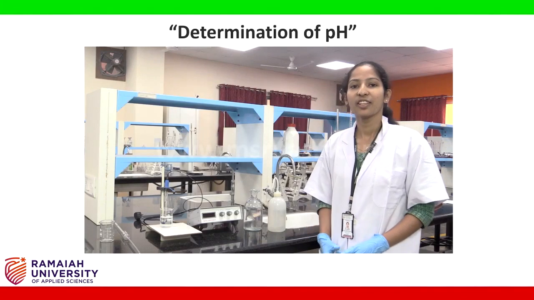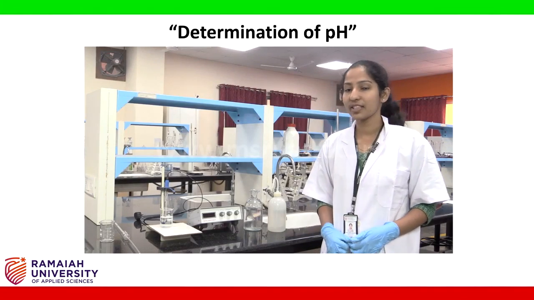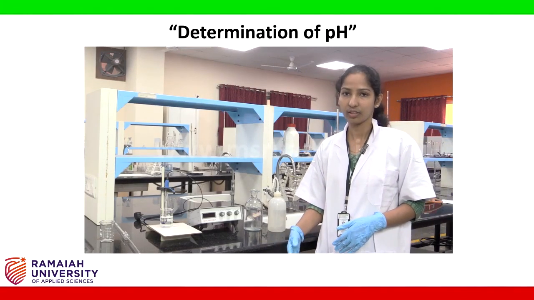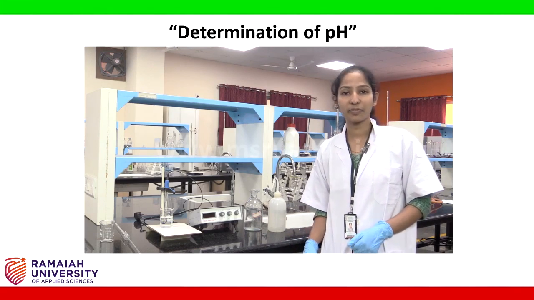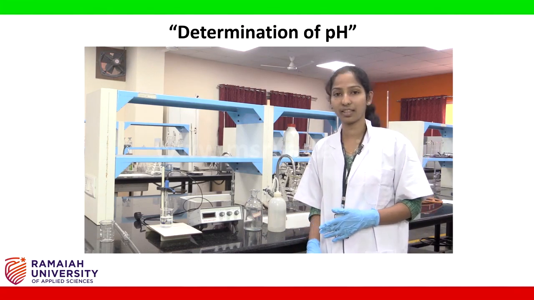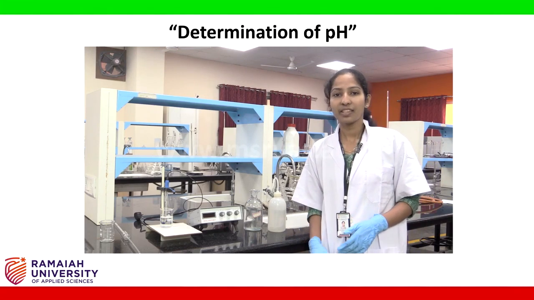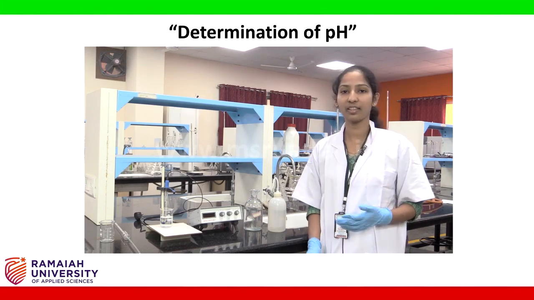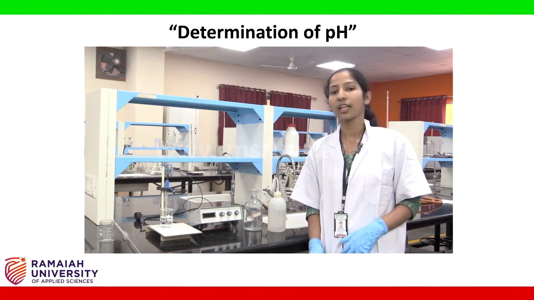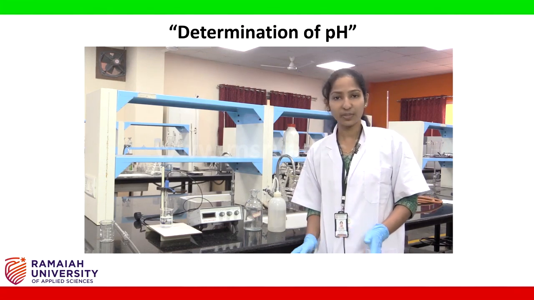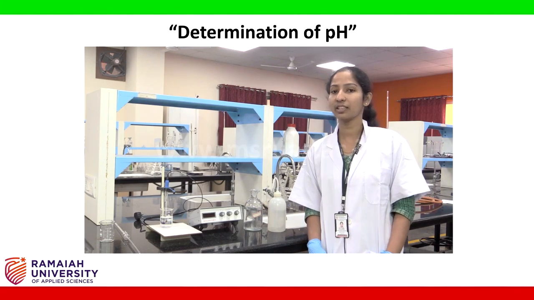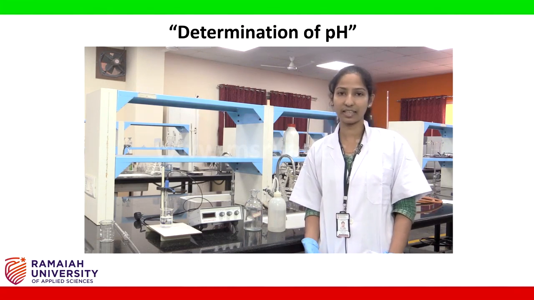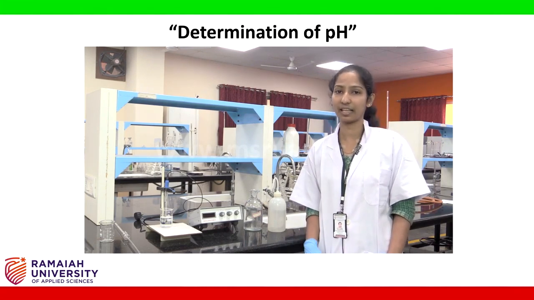Hello students, today we are going to determine pH of given water sample. Generally we determine pH to find out whether a sample is acidic or alkaline. pH is the negative logarithm of concentration of hydrogen ions present in any given sample. Okay, if pH is equal to 7, that means the given sample is neutral. If it is less than 7, it is acidic, and if it is greater than 7, it is alkaline.